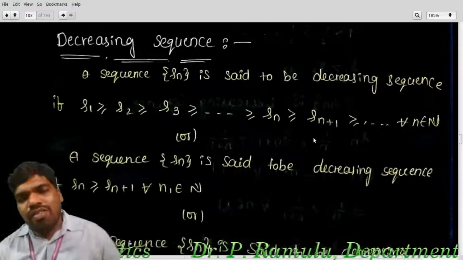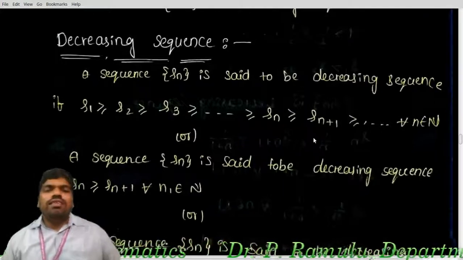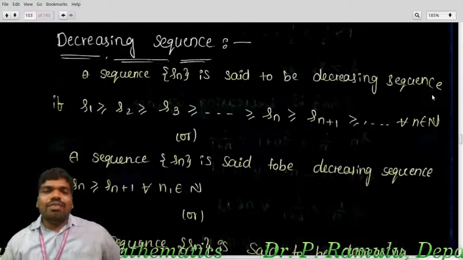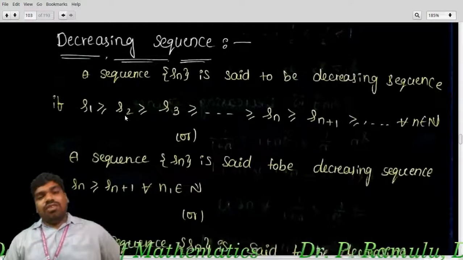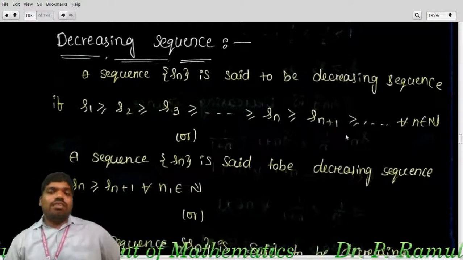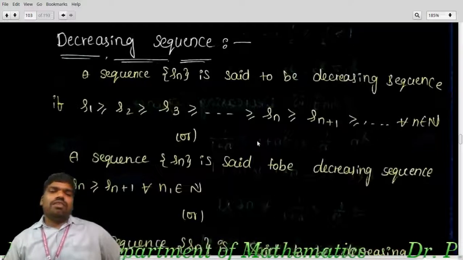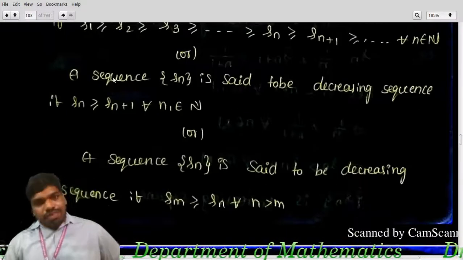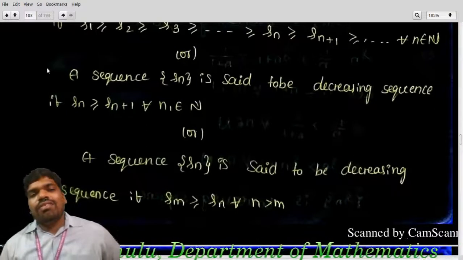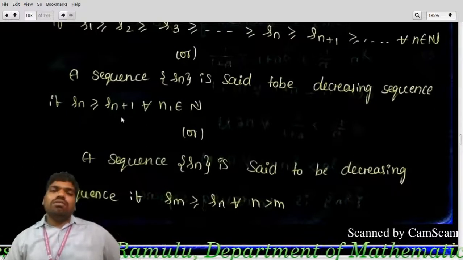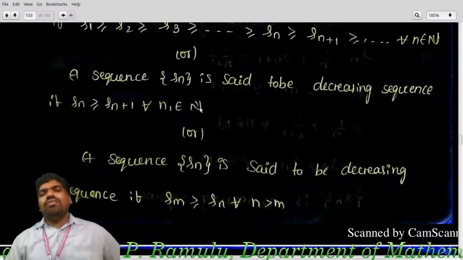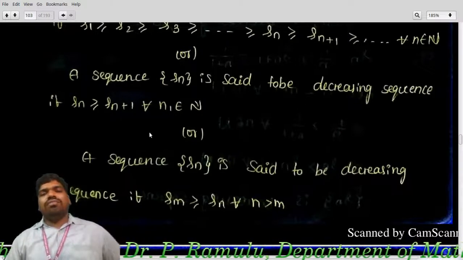Decreasing sequence, simply. Earlier it was less than or equal to, now it is greater than or equal to, simply, right? A sequence Sn is said to be a decreasing sequence if S1 greater than or equal to S2 greater than or equal to S3 greater than or equal to and so on, Sn greater than or equal to Sn plus 1 greater than or equal to and so on, for all n belonging to N. We may define like this. Or, a sequence Sn is said to be a decreasing sequence if Sn is greater than or equal to Sn plus 1 for all n belonging to N.